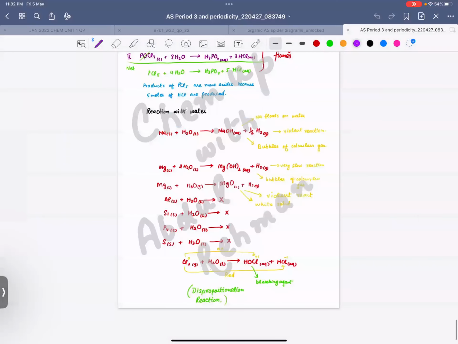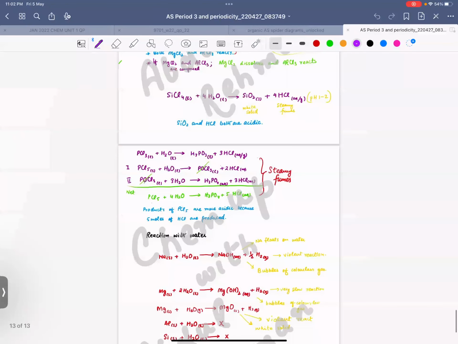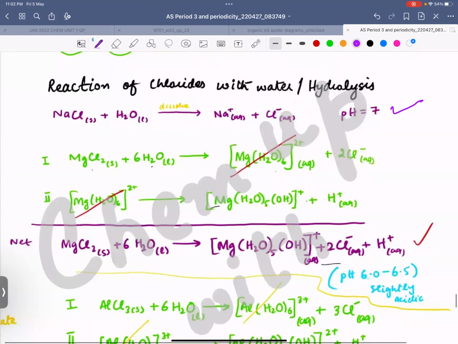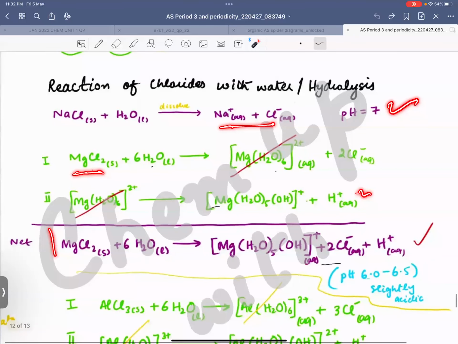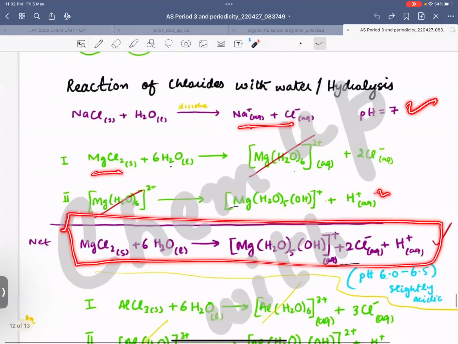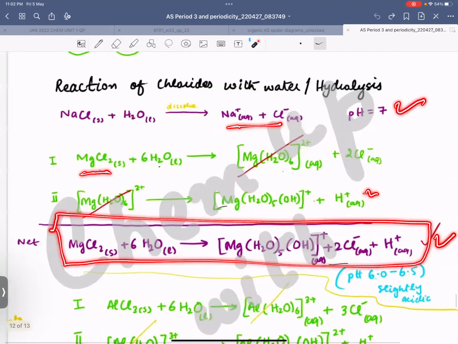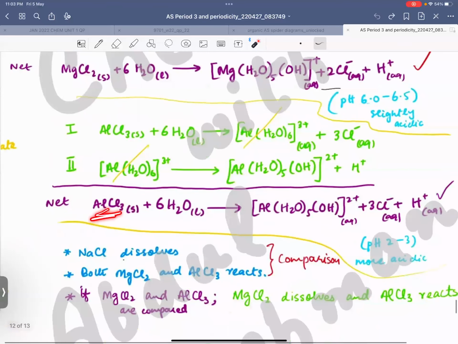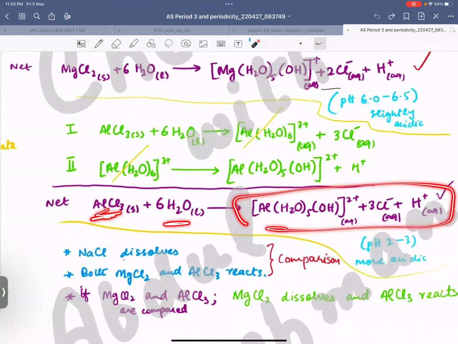See over here. See, here we have the reactions. Sodium chloride with water, it just dissociates. See, magnesium chloride undergoes this reaction. When the examiner asks you about the equation for magnesium chloride with water, you have to write this equation. And you have to remember the pH values as well. Here the pH is 7, here the pH goes from 6 to 6.5. In the same manner, when aluminium chloride reacts with water, this would happen.